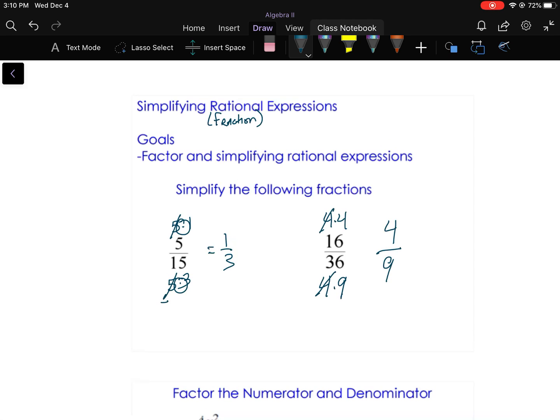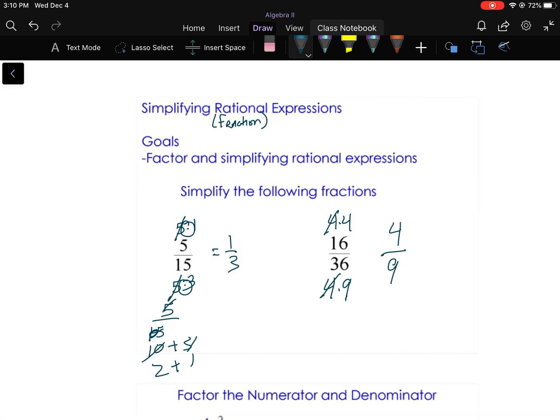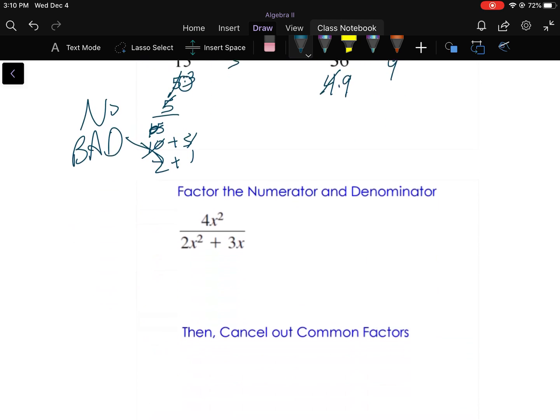It's not like I can take 5 over 15 and rewrite the 15 into something like 10 plus 5 and cross out these to get 1 plus 2, and there's my 3. No, that is bad. We only cancel out when there's multiplication present.